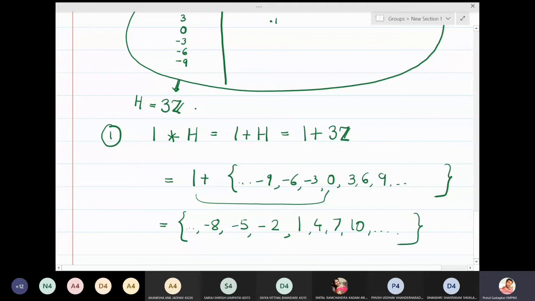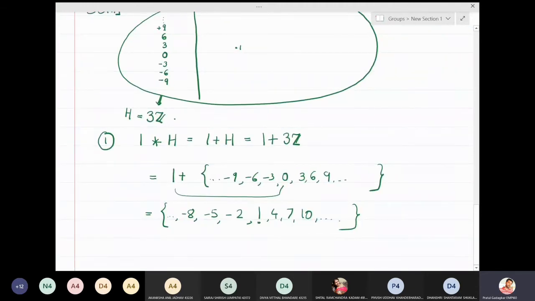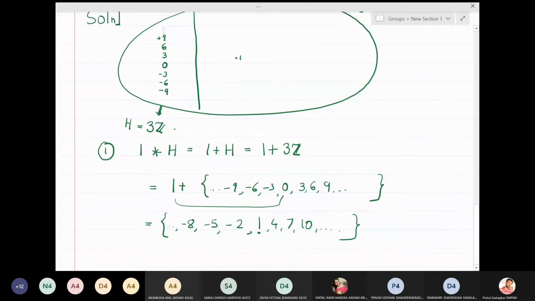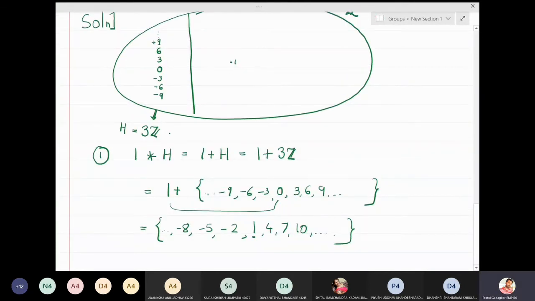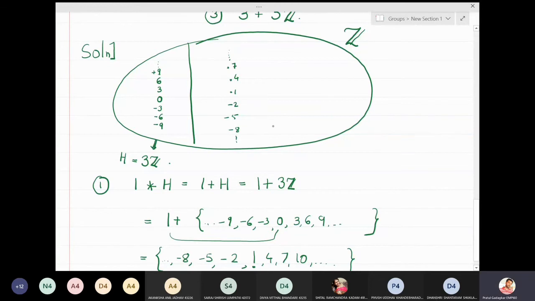So these elements are elements of what? See, 1 is also there, okay? 1, then 4, 7, 10, and so on, then minus 2, minus 5, minus 8, and so on. So this set is becoming the coset 1 plus 3Z. Okay, do you see that this 1 plus 3Z, the first coset that we have calculated, is not a subgroup? Why is it not a subgroup? Because it does not have the identity 0. The identity in this set is 0.